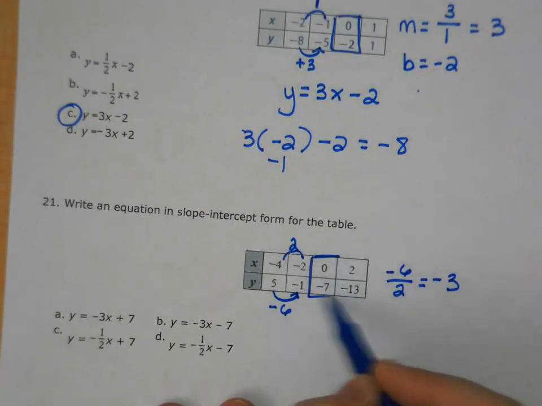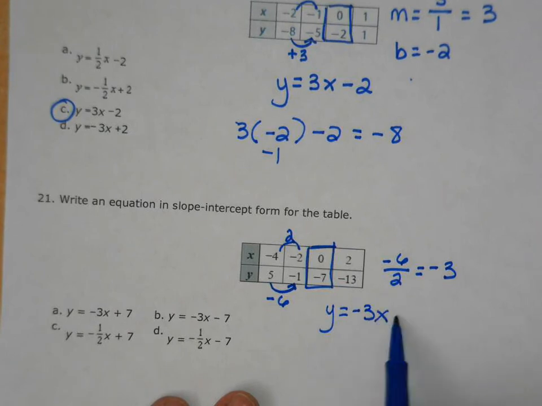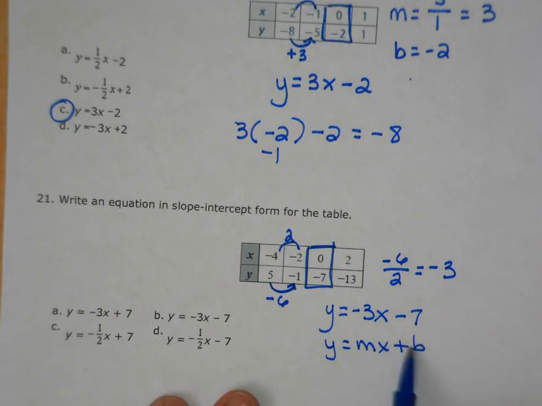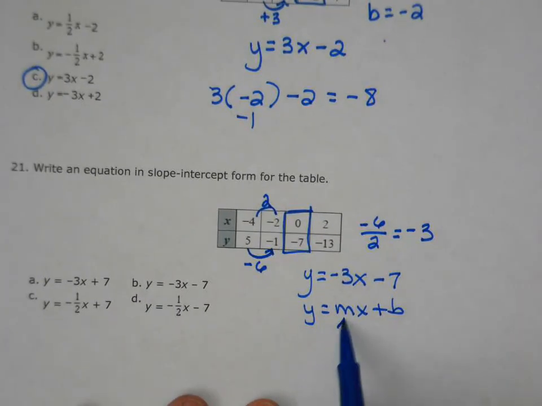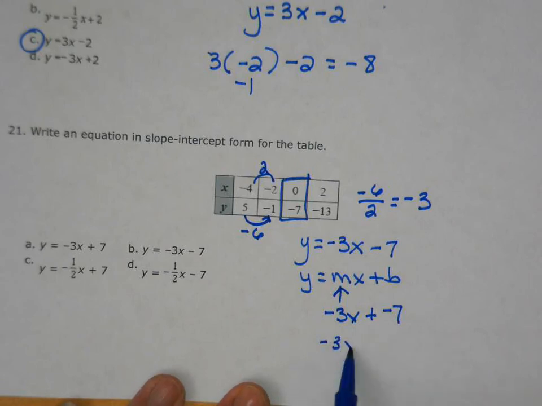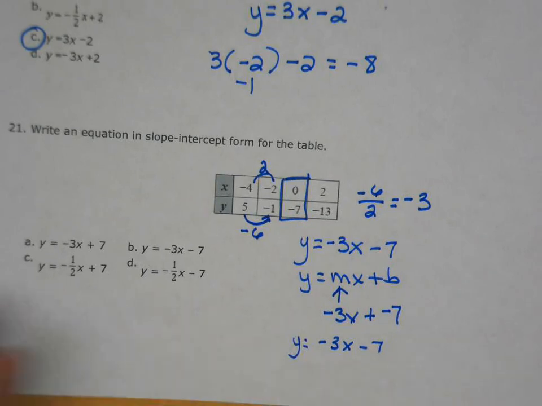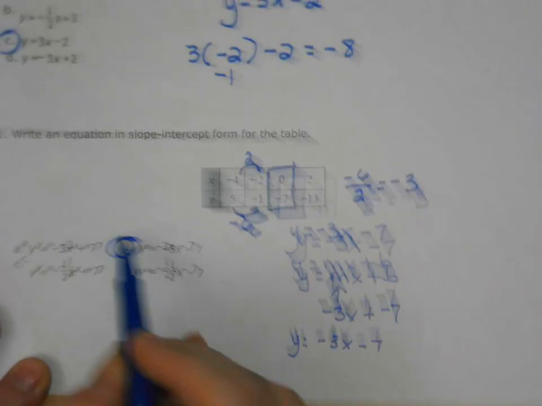I see here that I have a y-intercept of negative 7, so that means my equation is y equals a negative 3x minus 7. Again, y equals mx plus b. So my m is negative 3, so I replace it. My b is a negative 7, so I replace it. But remember, we don't put two symbols here, and that's why we just drop the positive, and it's negative 3x minus 7. That's what y is, and so my answer is B.